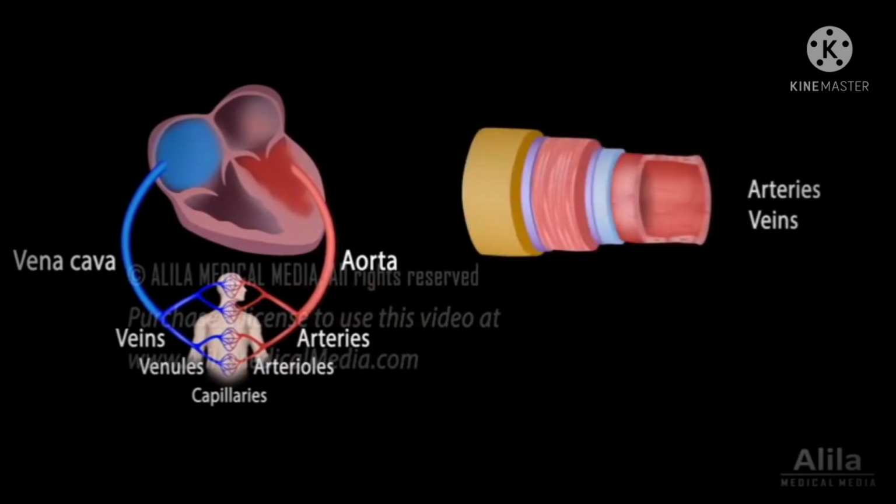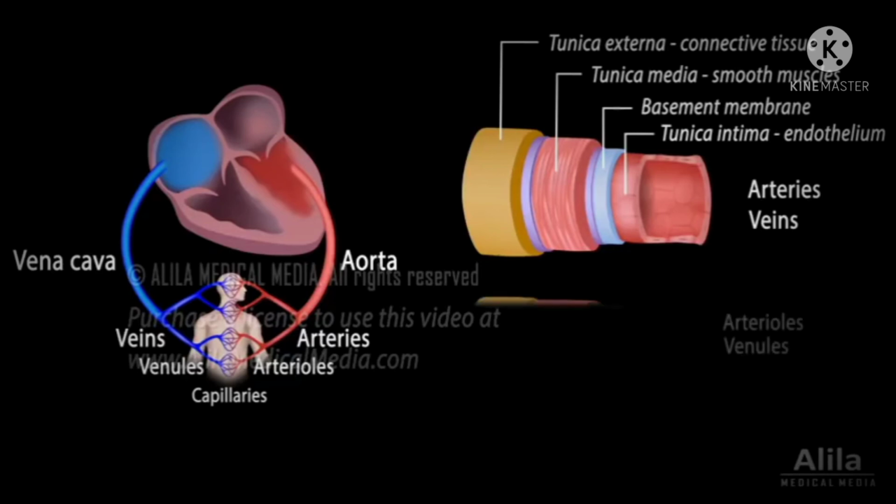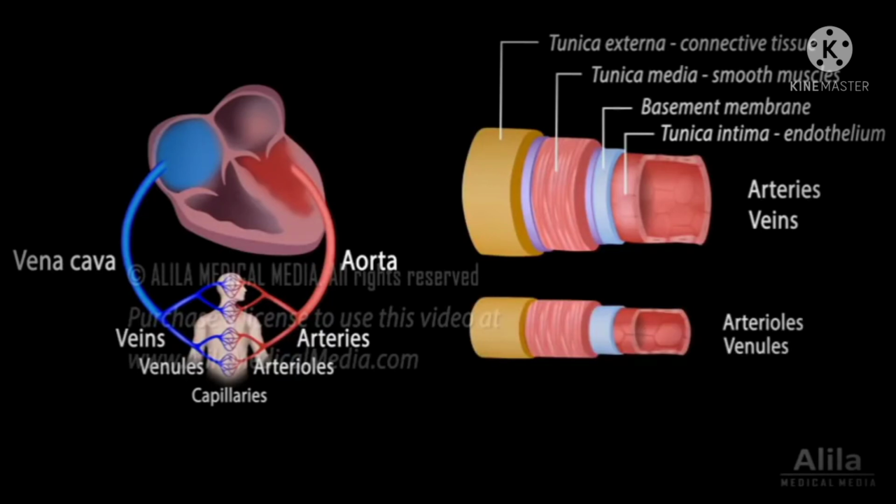Their walls consist of 3 layers. An outer layer of loose connective tissue serves to anchor the vessels to the surroundings. A middle layer of mostly smooth muscles allows the vessels to constrict or dilate, regulating blood flow. And an inner layer consisting of thin squamous endothelium is separated from the outer layers by a basement membrane. In general, larger vessels have more connective tissue and smooth muscle.